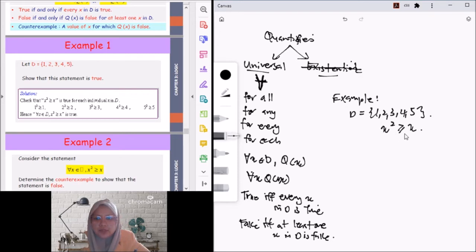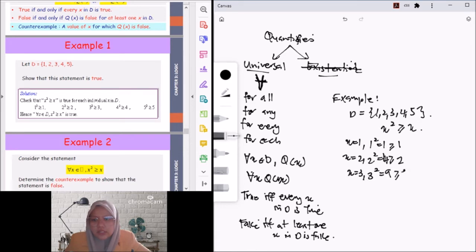To show that the statement is true for the universal quantifier, we have to show it for all the conditions of x. By taking x equal to 1, 1 squared equals 1, which is more than or equal to 1. When x equals 2, 2 squared equals 4, which is more than or equal to 2. X equals 3, 3 squared equals 9, 9 is more than or equal to 3. X equals 4, 4 squared equals 16, 16 is more than 4. X equals 5, 5 squared equals 25, 25 is more than 5.